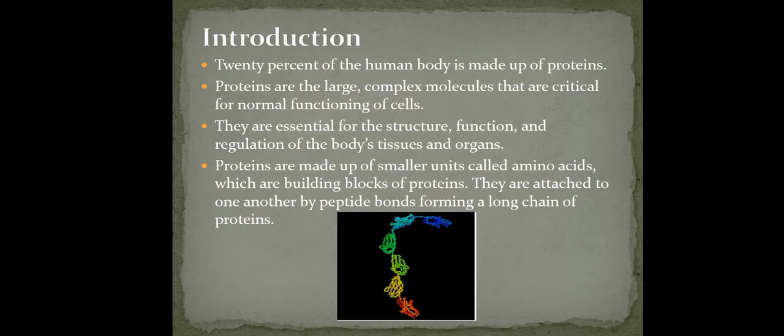So first, introduction. 20% of the human body is made up of proteins. Proteins are large complex molecules that are critical for normal functioning of cells. They are essential for the structure, function, and regulation of the body's tissues and organs. Proteins are made up of smaller units called amino acids, which are the building blocks of proteins. They are attached to one another by peptide bonds, forming a long chain of proteins, like in this example.